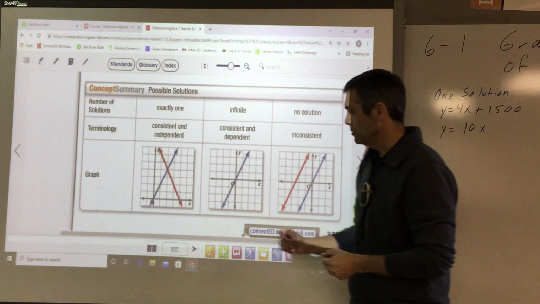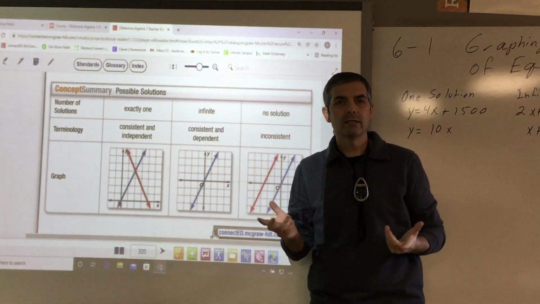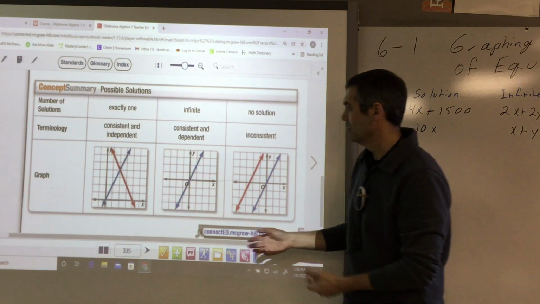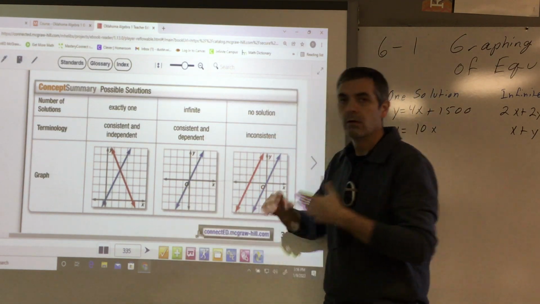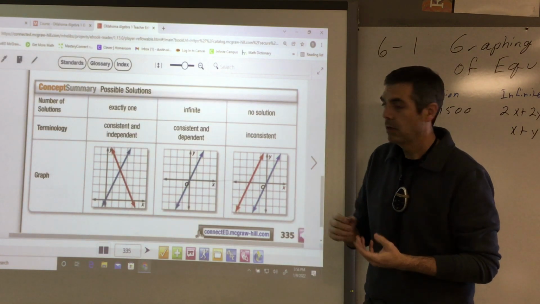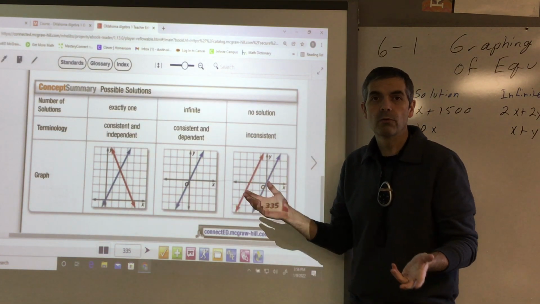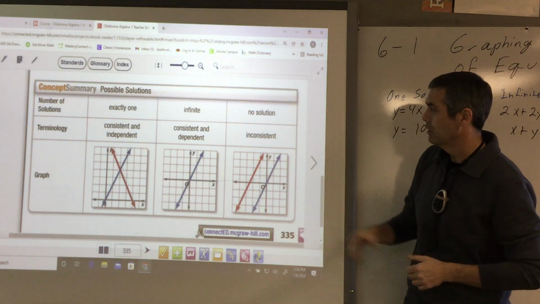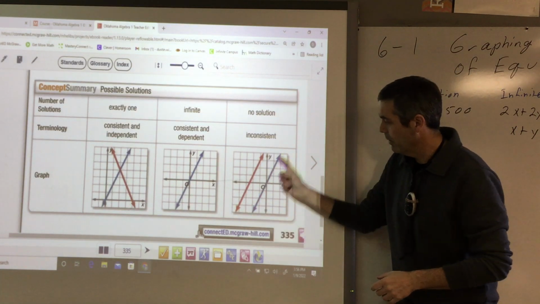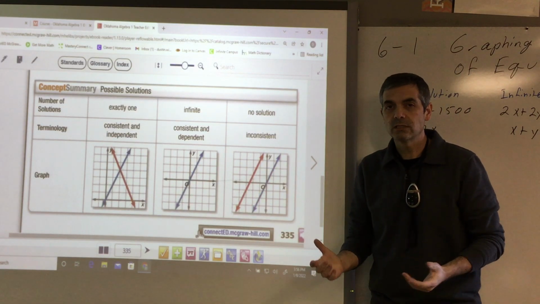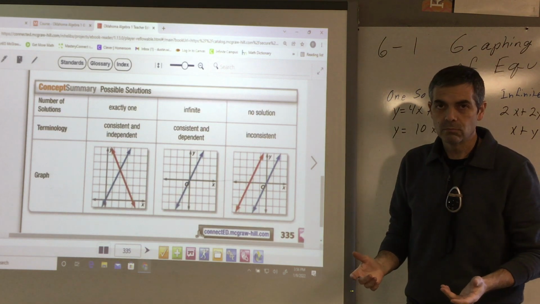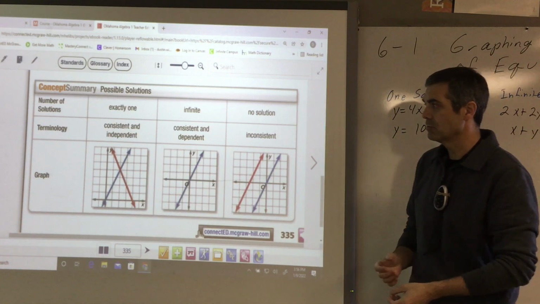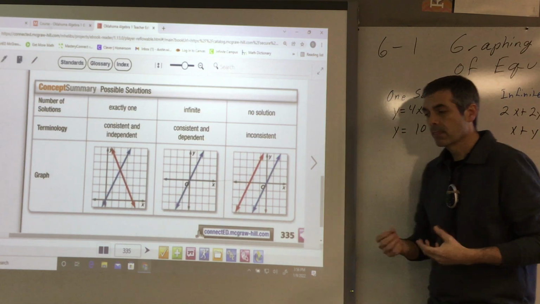Okay? Infinite solutions: you look at it and go, well, there's only one line in there. Well, no, there's two. They're just the same line. So they're going to be consistent all the way through. It's an infinite solution: any point along that line is true for both of your equations. And then you have no solution. It's inconsistent. See how they're parallel? They're never going to touch. They're never going to have a solution that's true for both of them. That's what you're looking at when you're looking at the possible solutions of systems of equations.